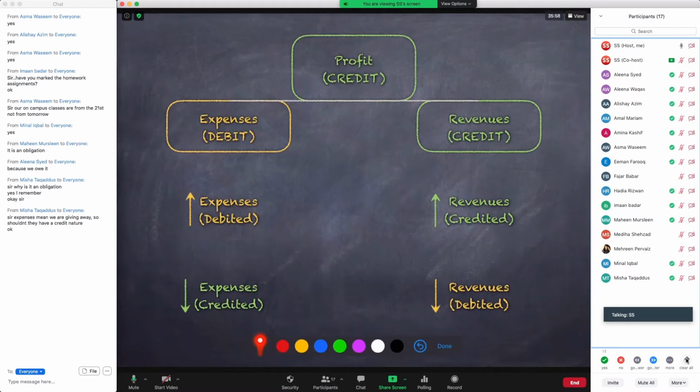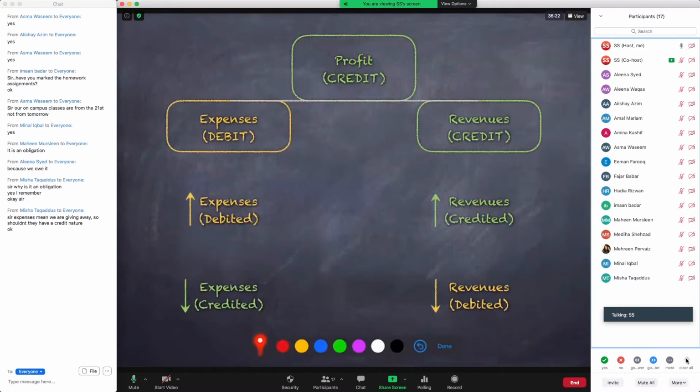So if you understand the rules of double entry related to your expenses and your incomes, which are visible on the screen right now, please give me a green check. Fajr and Madiha. And good, good. Okay, now coming to this very troublesome question Misha has asked in the chat box.